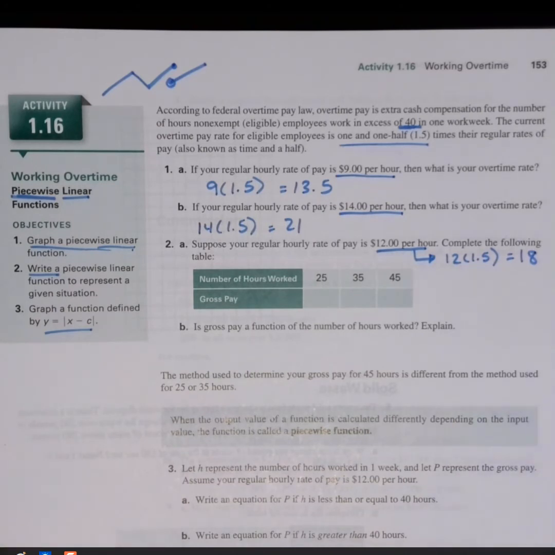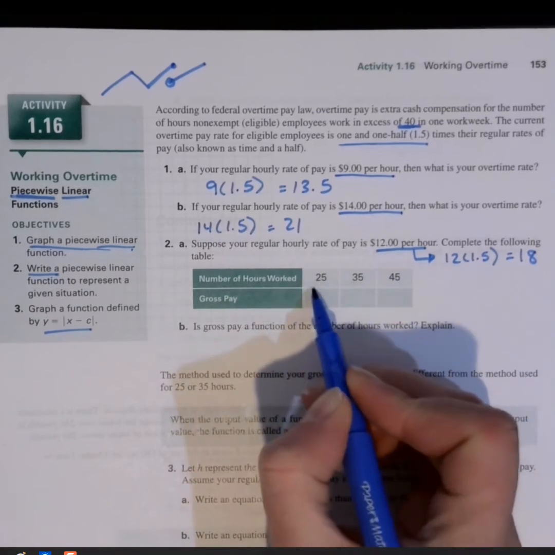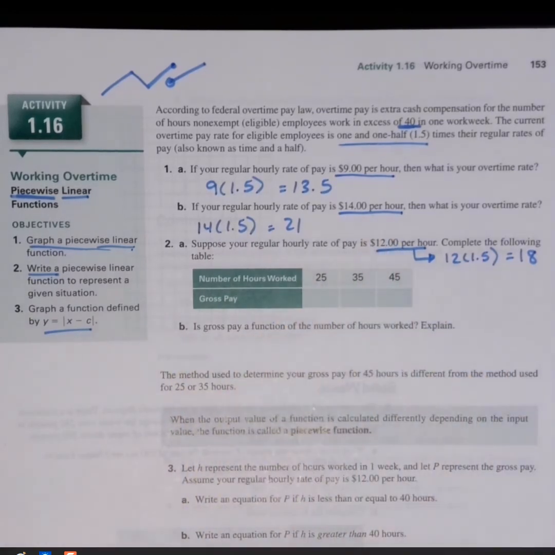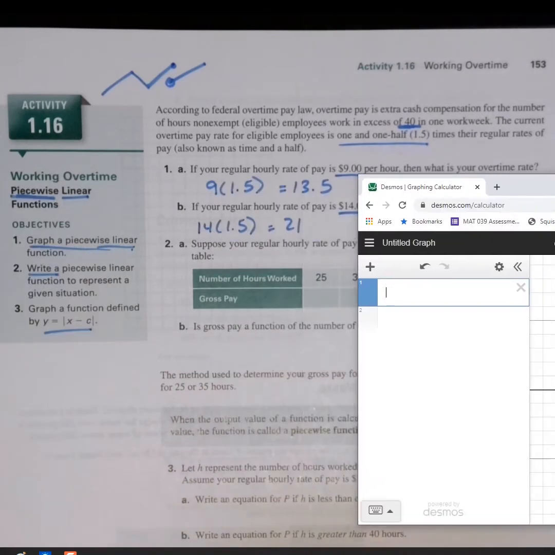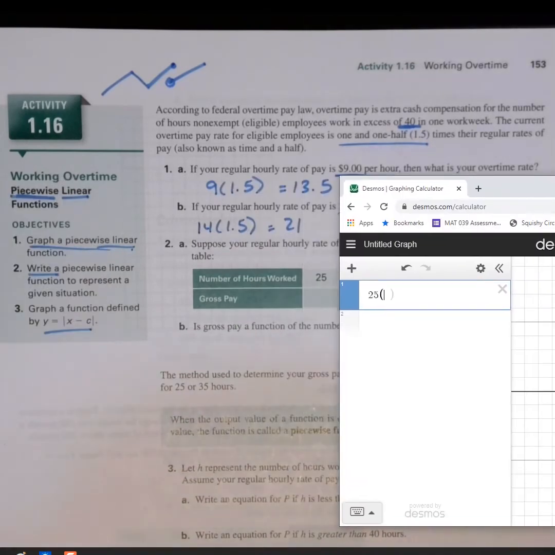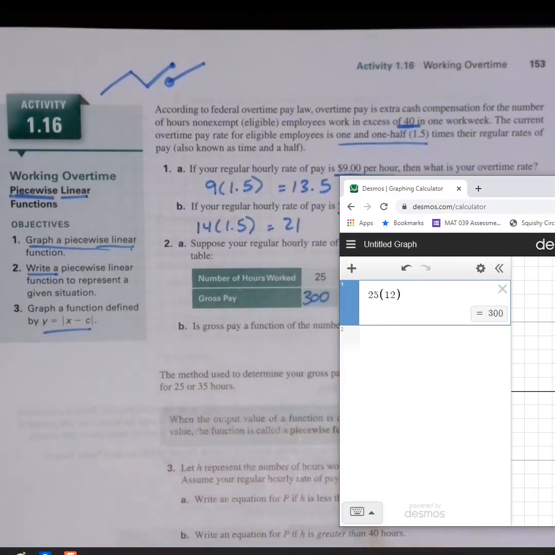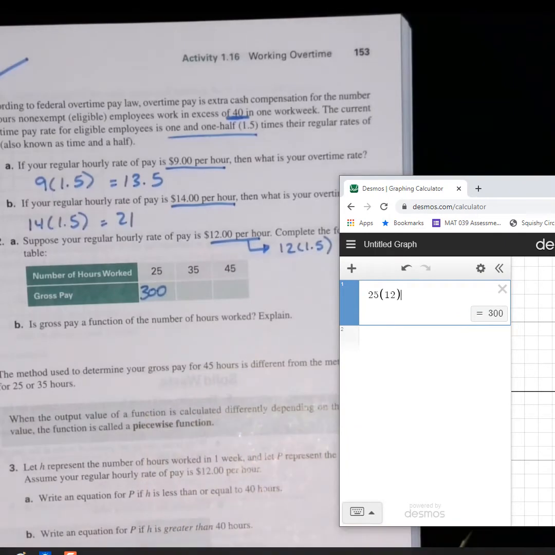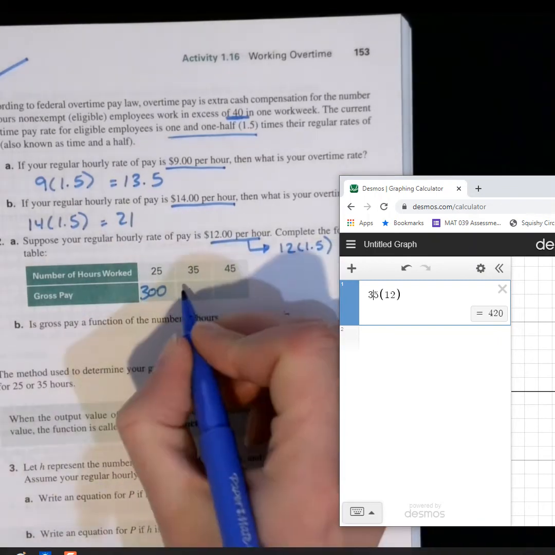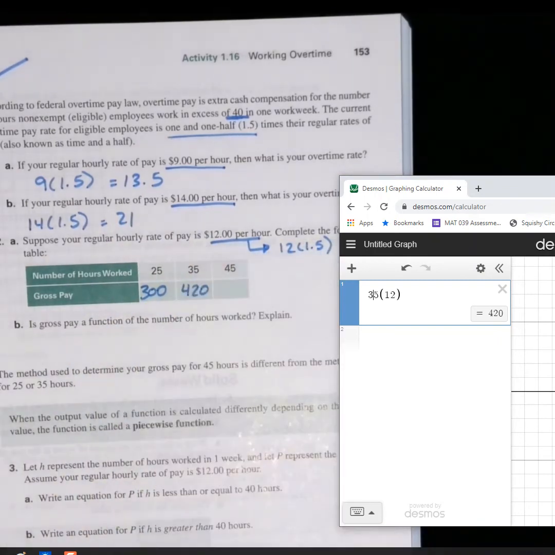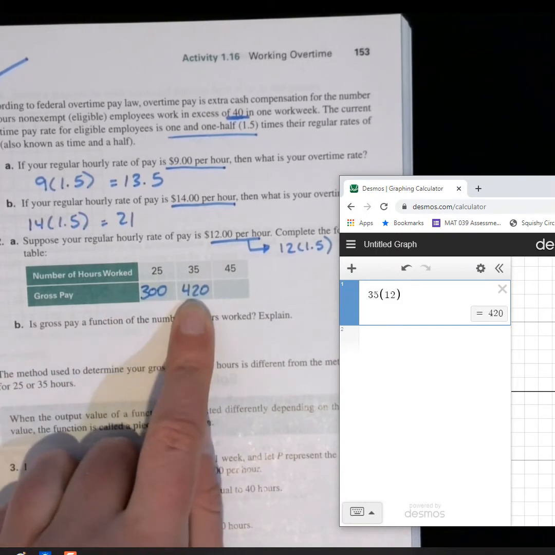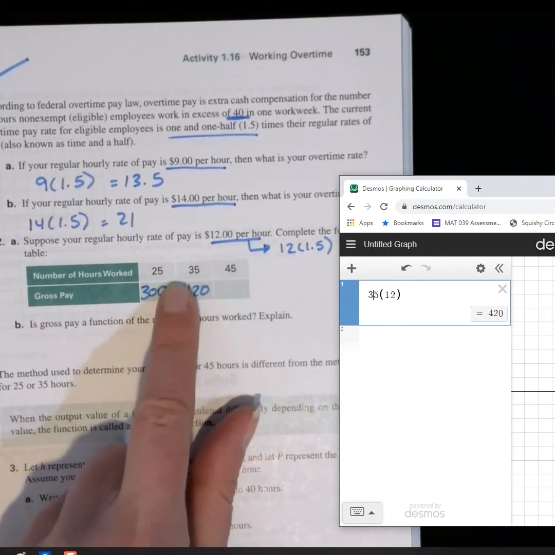Now we're going to assume that we're making $12 per hour and we're working for a variety of hours. If I work for 25 hours at $12 per hour, how much do I make? This is going to be 25 times 12. I would make $300. If I work for 35 hours instead, I make $420. I'm just multiplying these by 12 because that's my hourly rate. I'm not making overtime pay when I work under 40 hours.